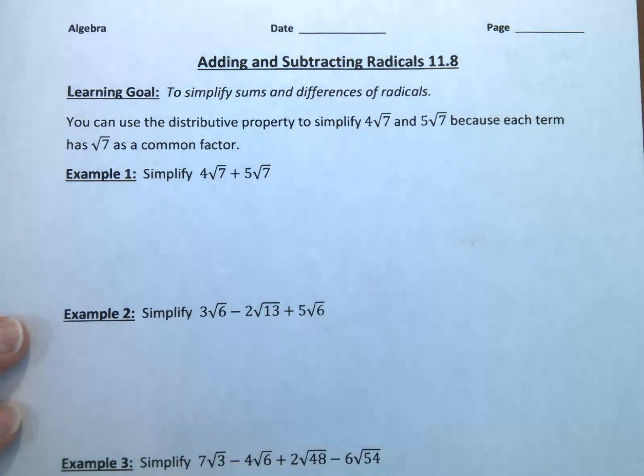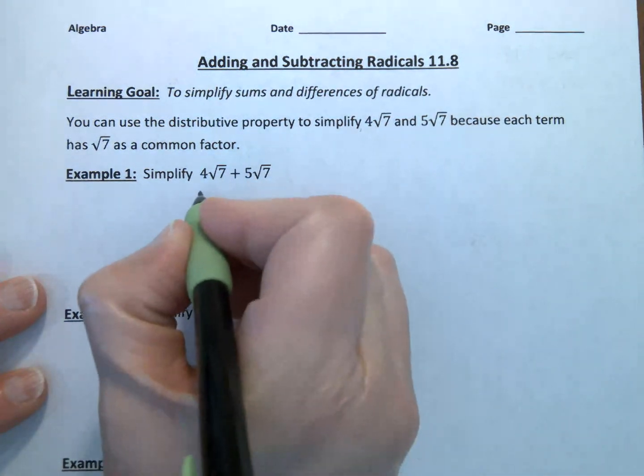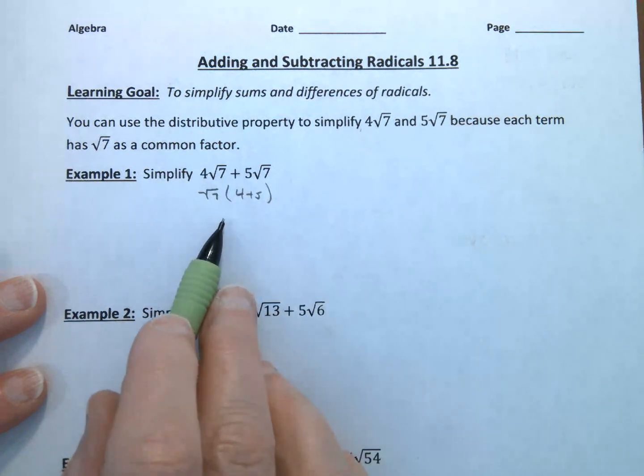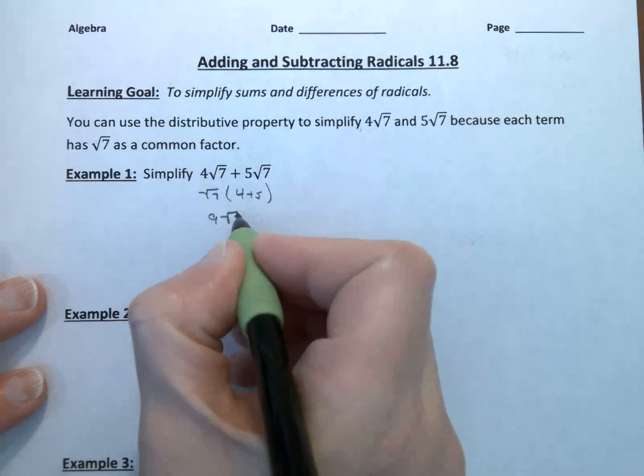So if we look at this, we have 4 square root of 7 and 5 square root of 7. So you can use the distributive property to simplify 4 square root of 7 and 5 square root of 7 because each term has square root of 7 as a common factor. So this would be the same as square root of 7 times 4 plus 5. 4 plus 5 is 9, so that would give me 9 square root of 7.